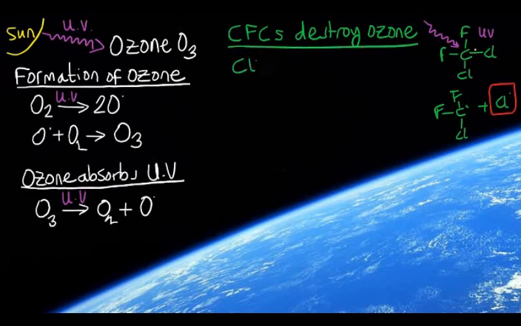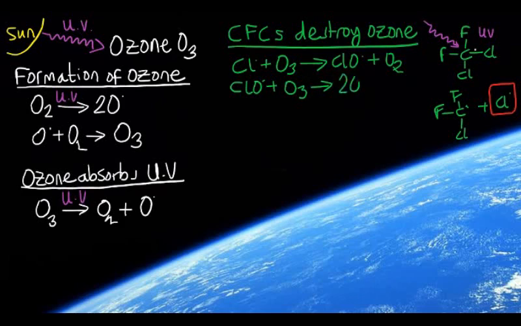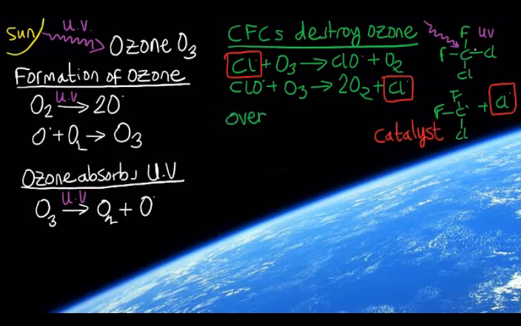If we take a chlorine radical and react it with an ozone molecule, it produces a ClO radical plus an O2 molecule. And that ClO radical itself is reactive, and if that bumps into another molecule of ozone, it'll form two O2 molecules and a chlorine radical. And notice that the chlorine radical is required at the beginning of the equations, and it's produced at the end of the equations. That means it acts as a catalyst for the destruction of ozone, and the chlorine radicals can continue to destroy more ozone molecules.